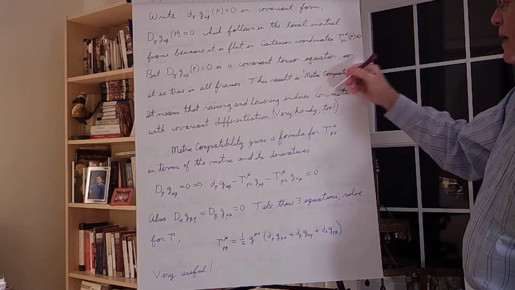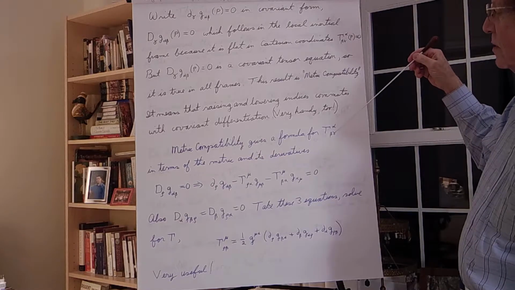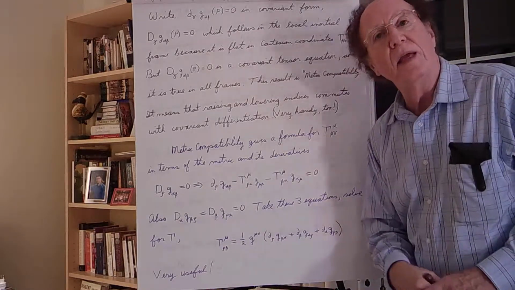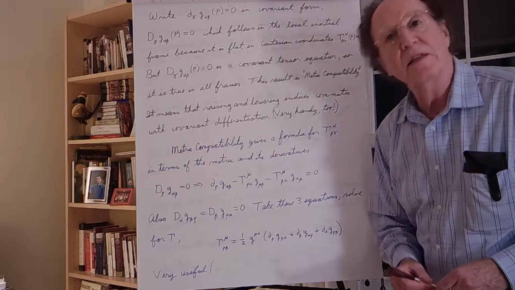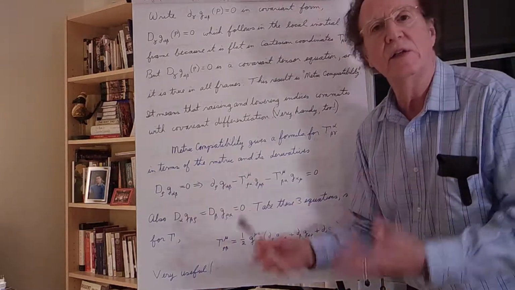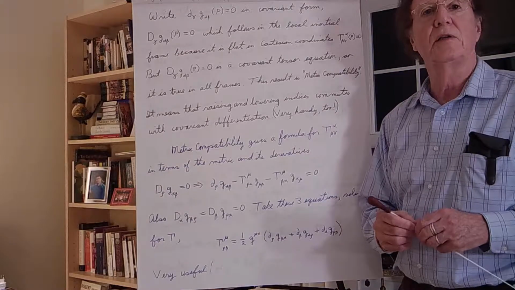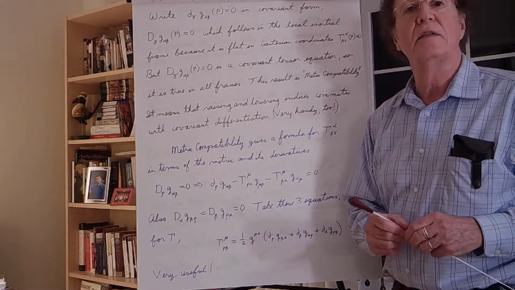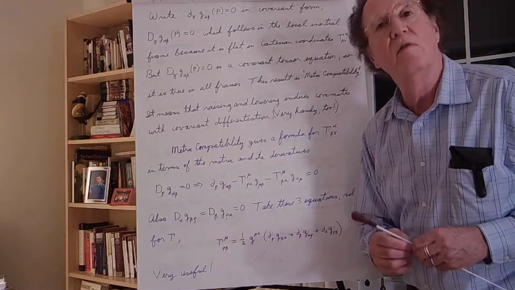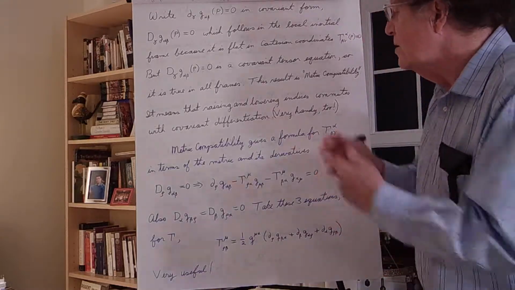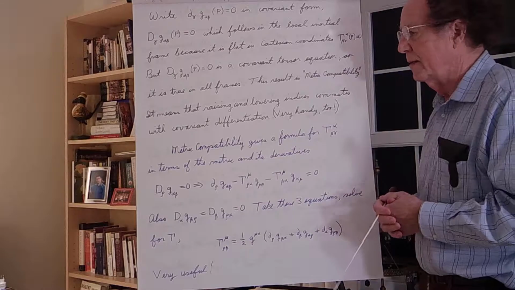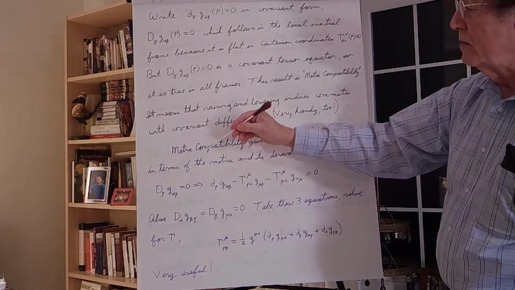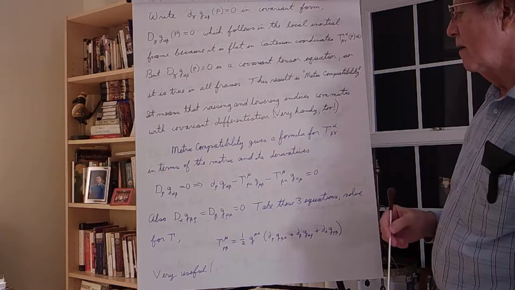Metric compatibility gives me a formula for the Christoffel symbols. I already know how to calculate them if I think in terms of the basis vectors. We wrote down the definition for the Christoffel symbols in terms of the rate of change of the basis vectors as I move along a curve. Here's another approach to it, which is very practical. I just write down the fact that the covariant derivative applied to g is equal to 0.